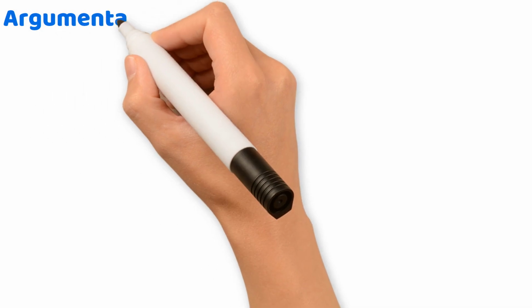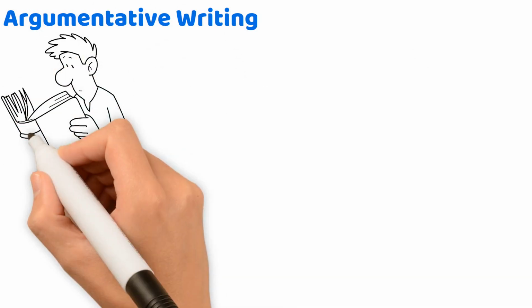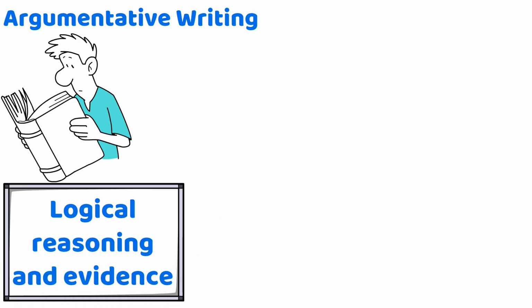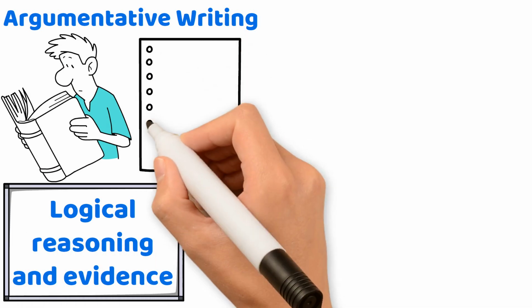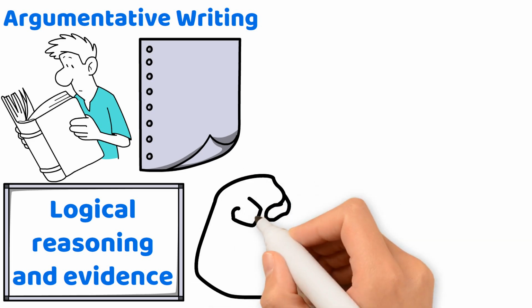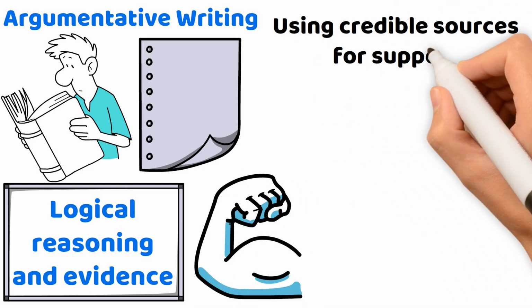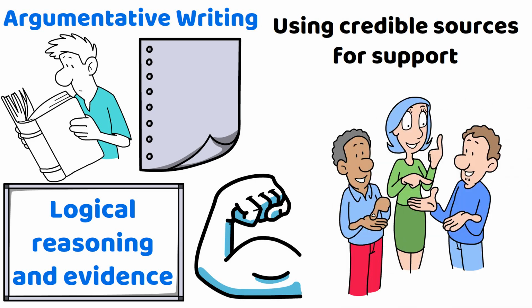Ready for more? Great! The third stage is called argumentative writing, which aims to persuade the reader to accept a particular viewpoint through logical reasoning and evidence. For these questions, look for strategies that focus on developing a strong thesis statement, using credible sources for support, and structuring arguments in a coherent manner.